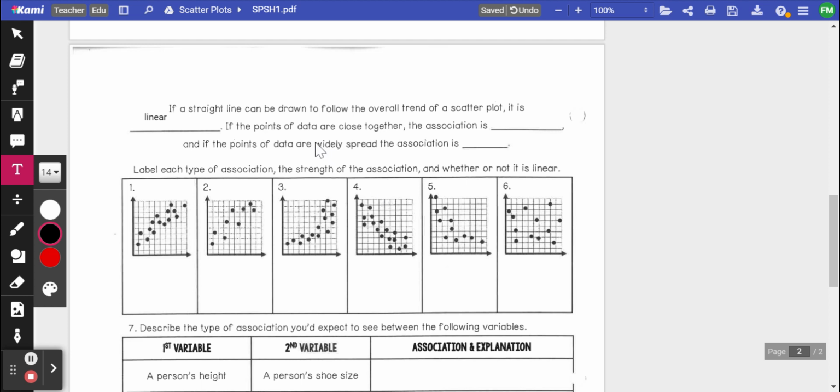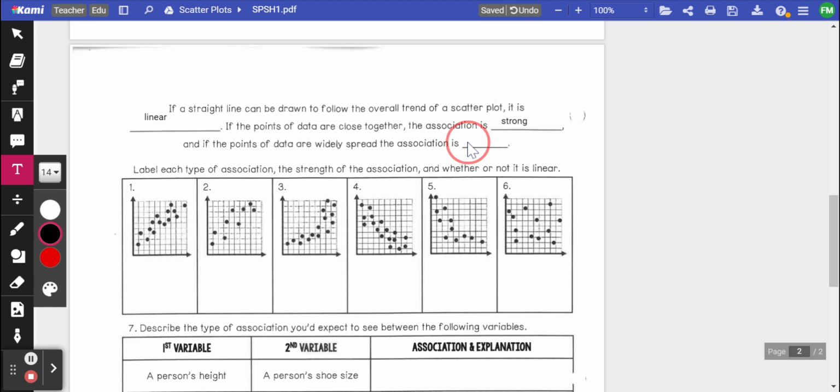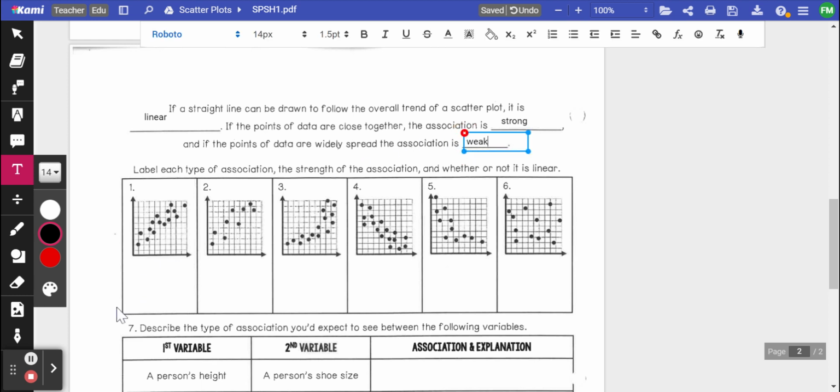If the points of the data are close together, for example, looking at number 4 here, that association is strong. And if the points of the data are widely spread, say more like number 5 or number 2, lo and behold, we're going to call that a weak association. All right, so let's look at some examples here.